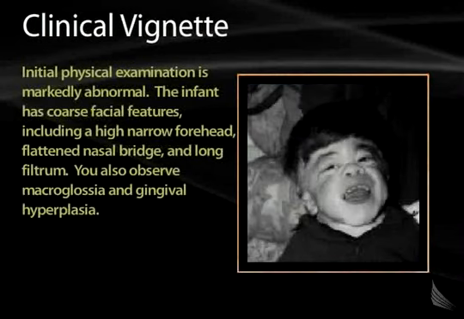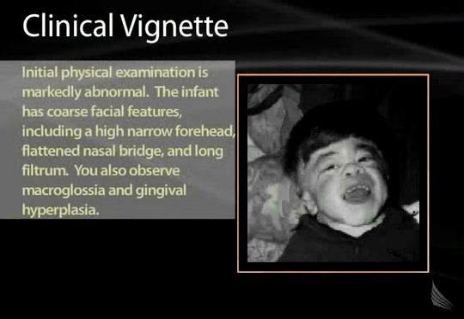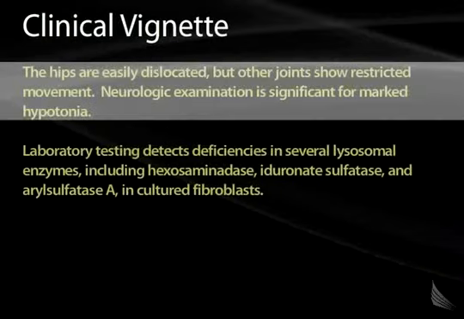Here's a picture of what he might look like. When you do an initial physical examination, you see that he's very abnormal. He has very coarse facial features, including a high, narrow forehead, flattened nasal bridge, and a long philtrum. You also notice that he has macroglossia, or a large tongue, and he has hyperplasia of his gums, what we refer to as gingival hyperplasia. His hips are loose, they're easily dislocated, but the other joints show restricted movement, don't move as well.